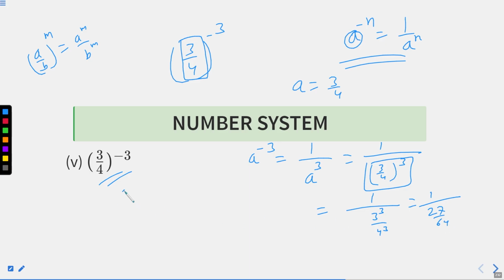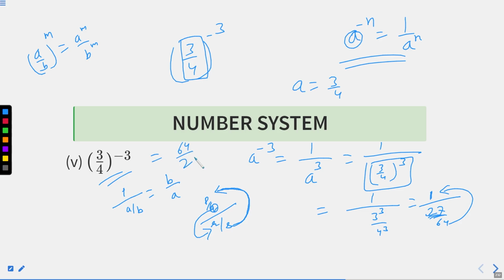And I know from fractions that if 1 upon a by b is given, then I can rewrite it as b upon a. Or if p upon q is divided by r upon s, then the value in the denominator goes up and the value in the numerator goes down. So 64 goes up, 1 remains there, and 27 remains in its place. So the final answer would be 64 by 27.